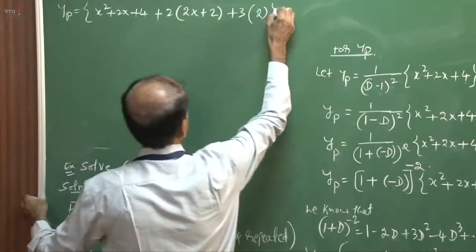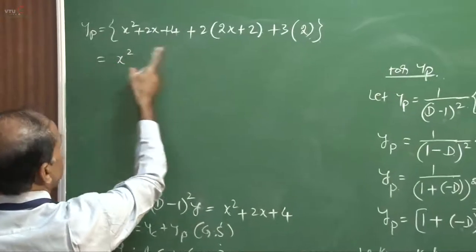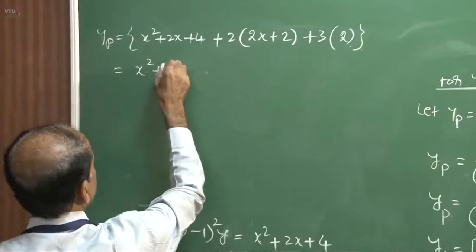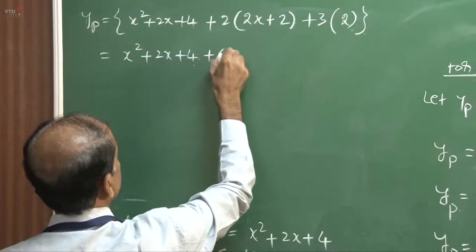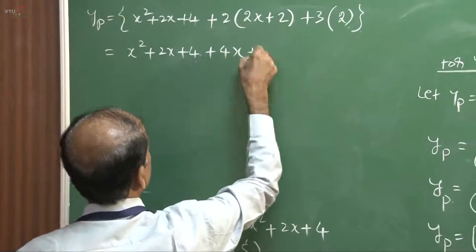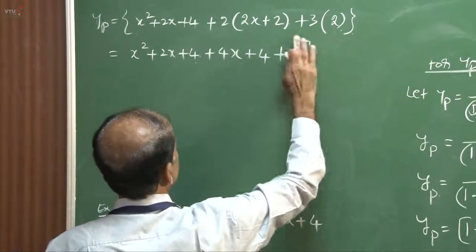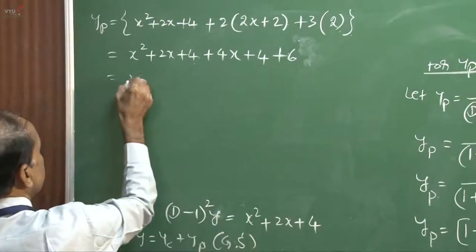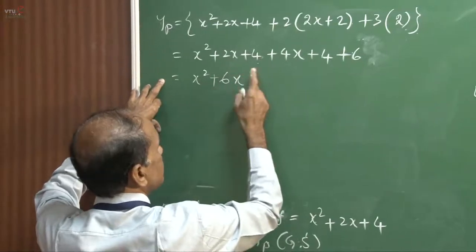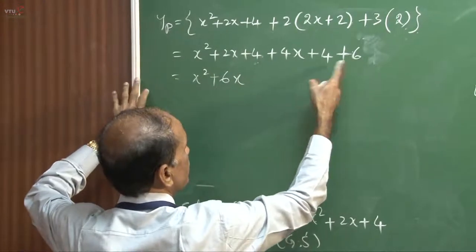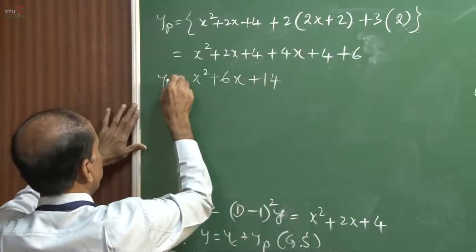Therefore, you close the bracket. That is the end of it. Therefore, x square on the right side, minus, plus of 2x plus 4, and this becomes plus of 4x, and this becomes plus 4, and this becomes 6. 3 into 2 is 6. Okay, now you can simplify. x square, 2x and 4x, it is 6x, and 6 plus 4, 10, 10 plus 4 is 14. Then it is yp.